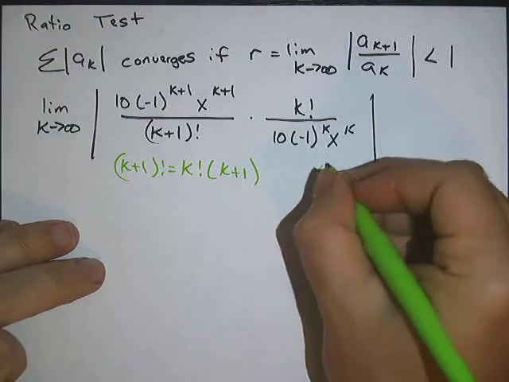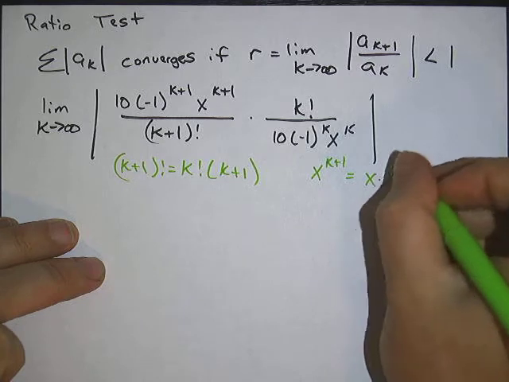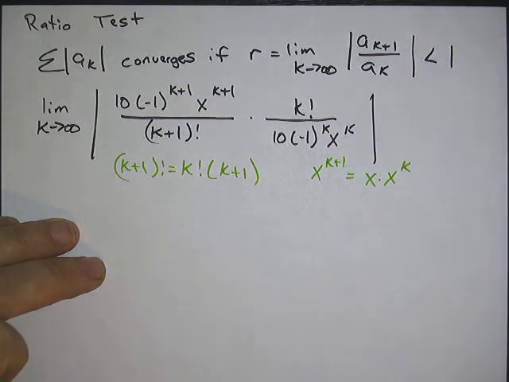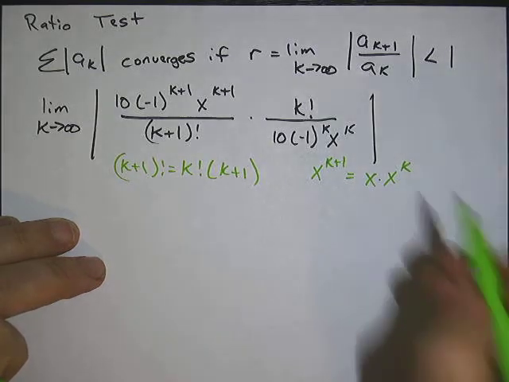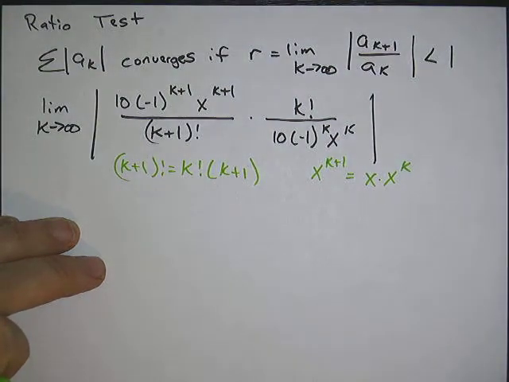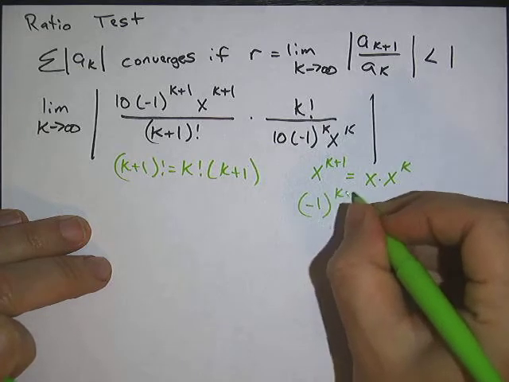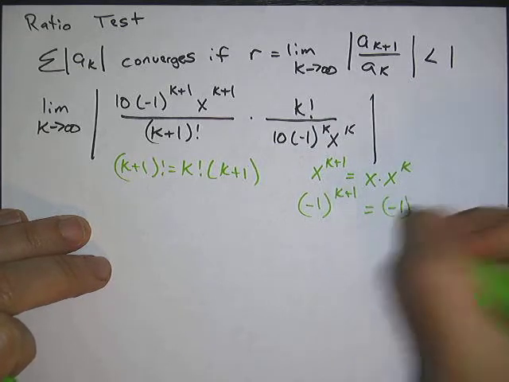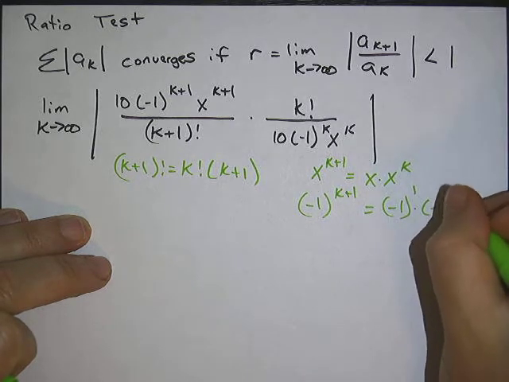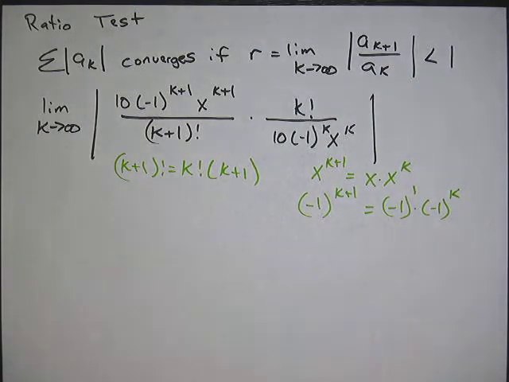Another thing that we're going to look at is that x to the k plus 1 is the same thing as x times x to the k, because you add the powers when you multiply. Okay, why is that important? Well, it's important because that would give us an x to the k and an x to the k that we can cancel out. And also, (-1) to the k plus 1 is equal to (-1) to the 1 times (-1) to the k. Same reason, we can cancel it out there.